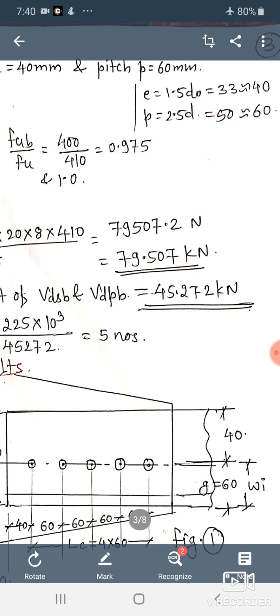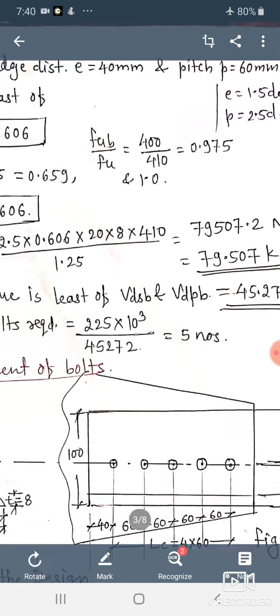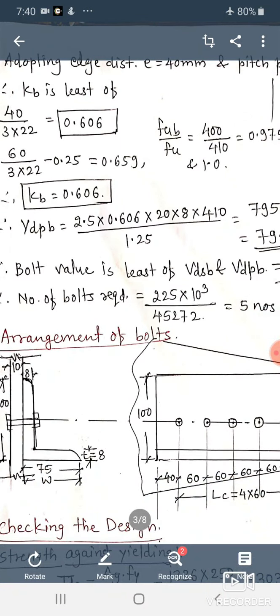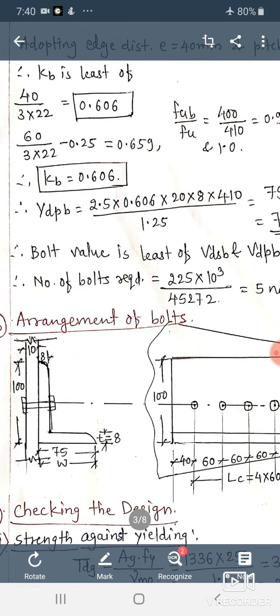As I told you, this is a design problem, so everyone's value will be different. After knowing all those things, we'll be calculating the kb.